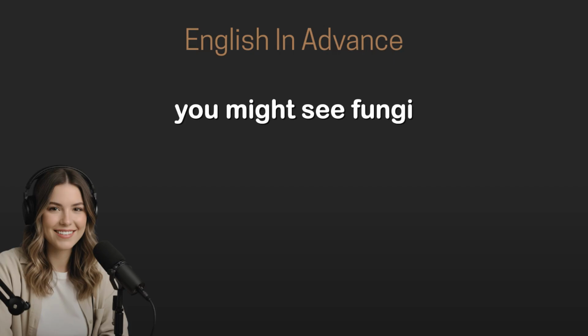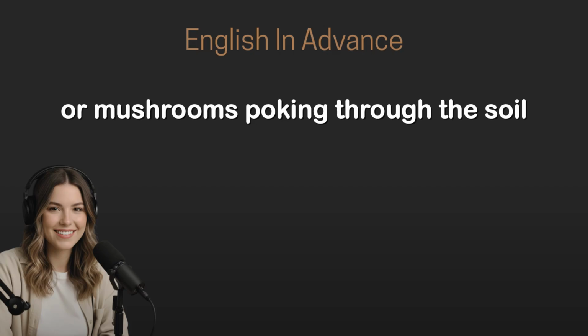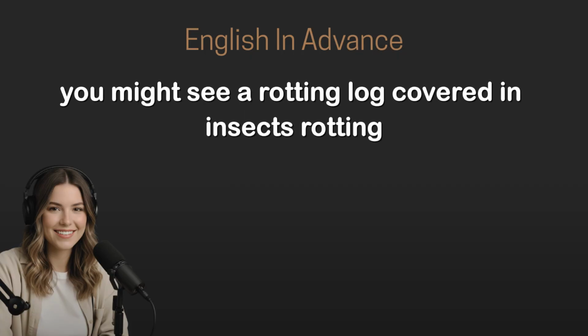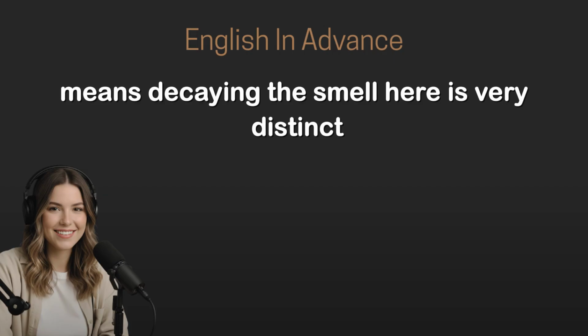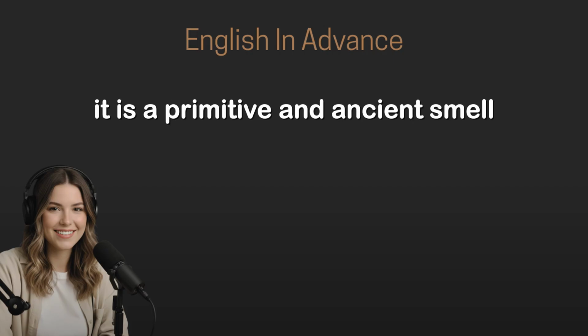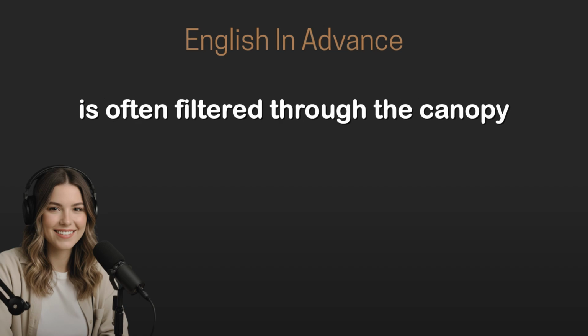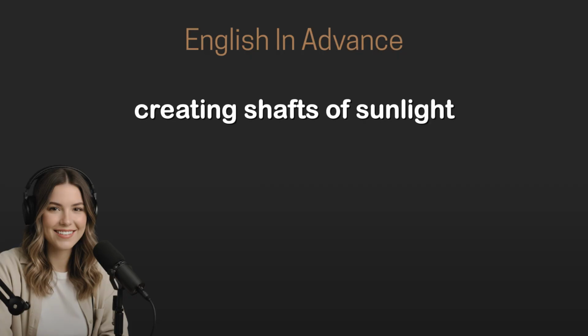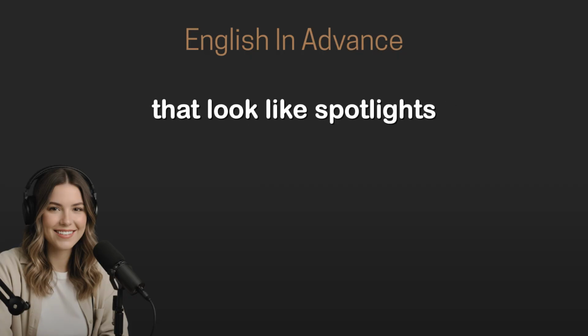You might see fungi or mushrooms poking through the soil. You might see a rotting log covered in insects. Rotting means decaying. The smell here is very distinct. It smells of damp earth, pine needles, and decay. It is a primitive and ancient smell. The light in a forest is often filtered through the canopy, creating shafts of sunlight that look like spotlights.